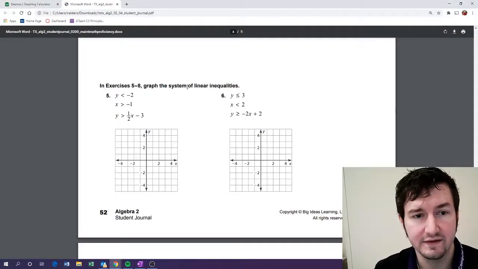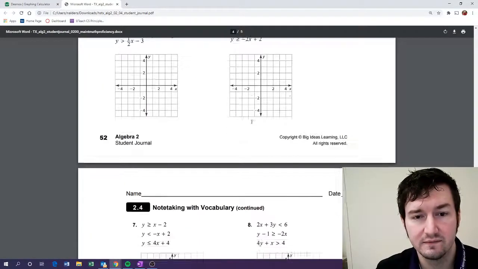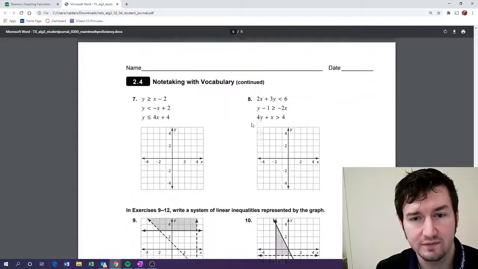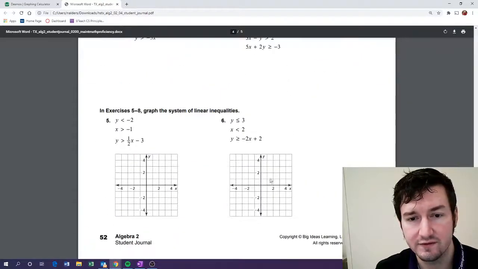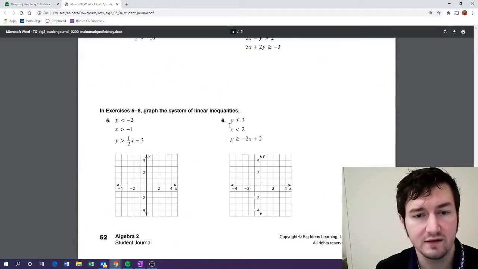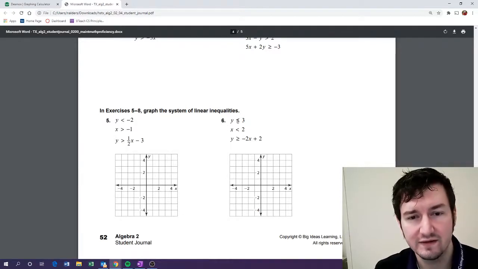Let's take a look at this second problem, number 6. I'll let y'all do the others for practice. Let's look at number 6. So we'll take these 3 inequalities, plug them into Desmos, and see what we get.